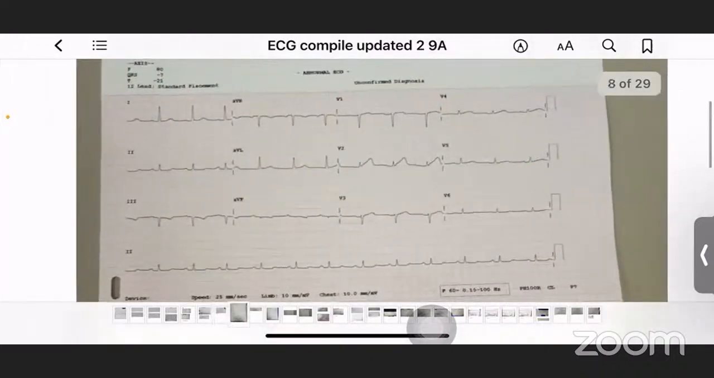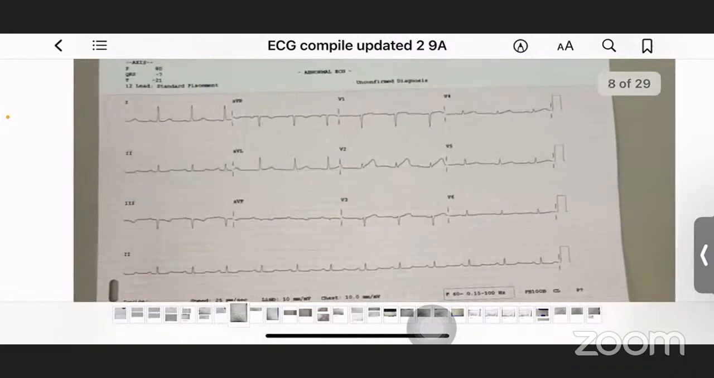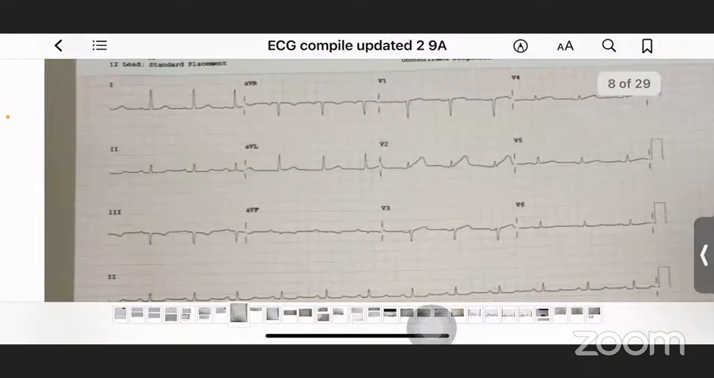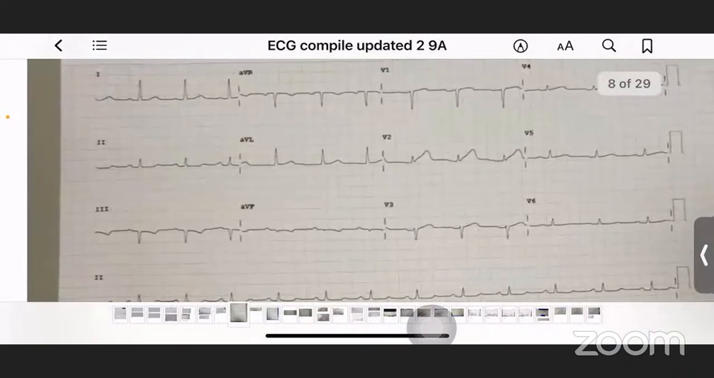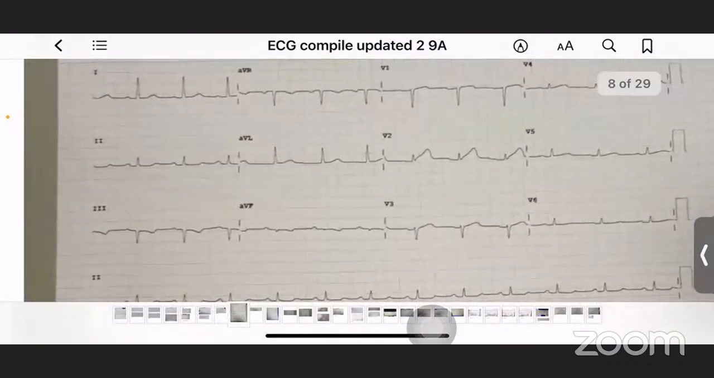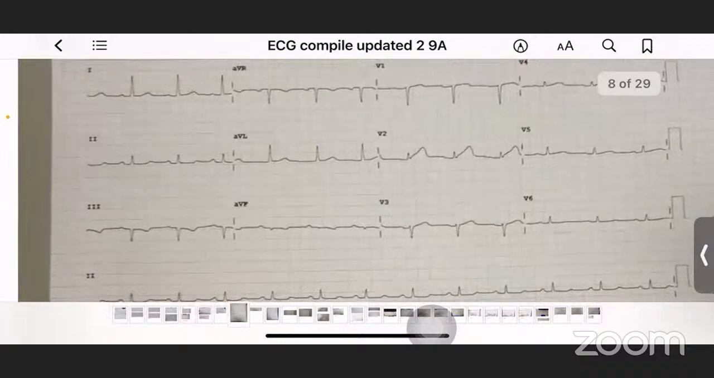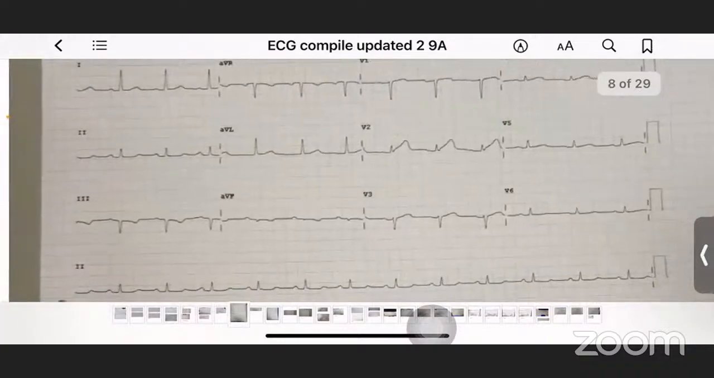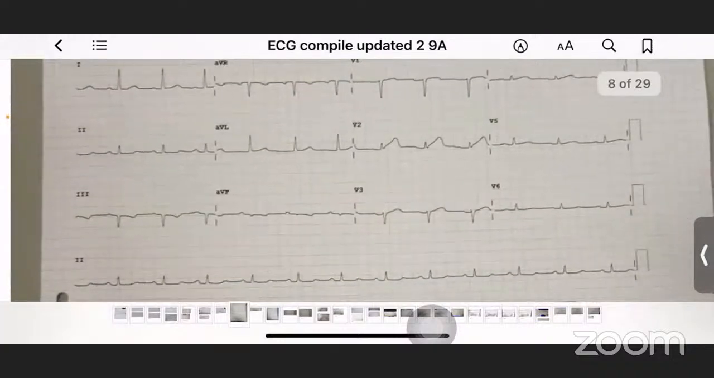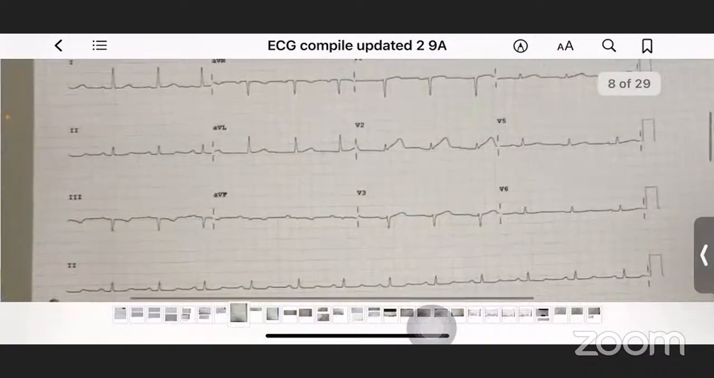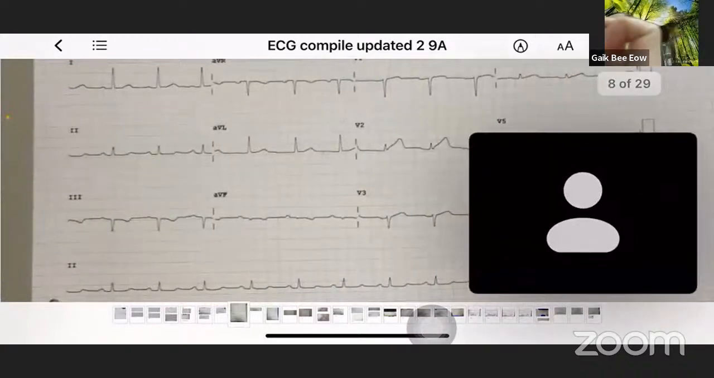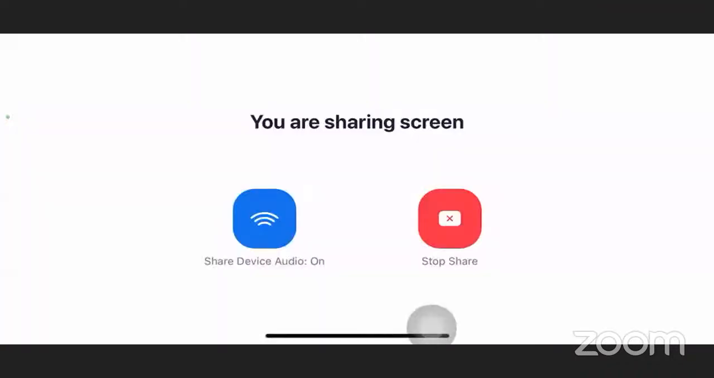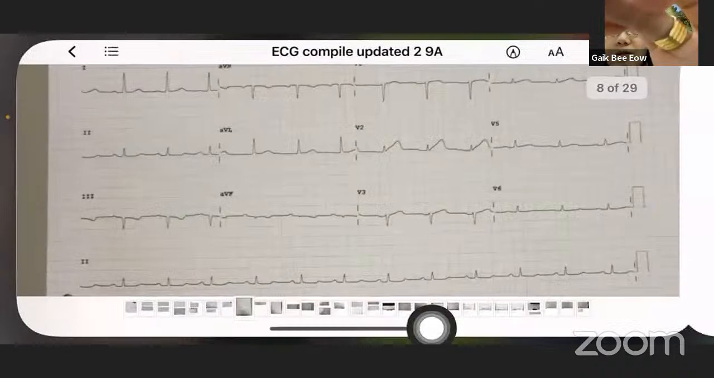Okay, so this one. Who wants to try? Priscilla? Can you try? What do you see? Priscilla here, right? Okay. Can I show the thing? Okay.